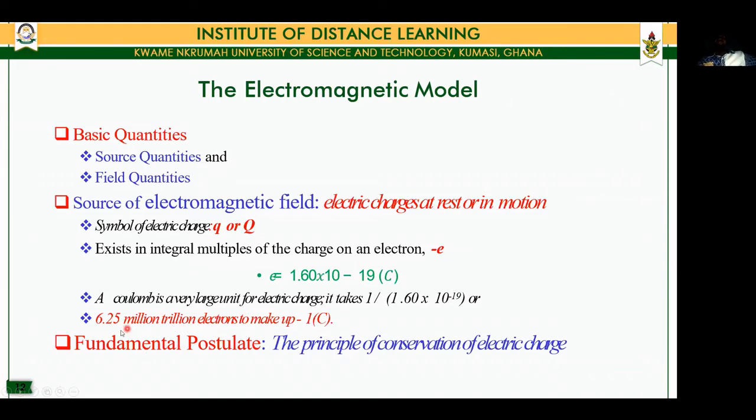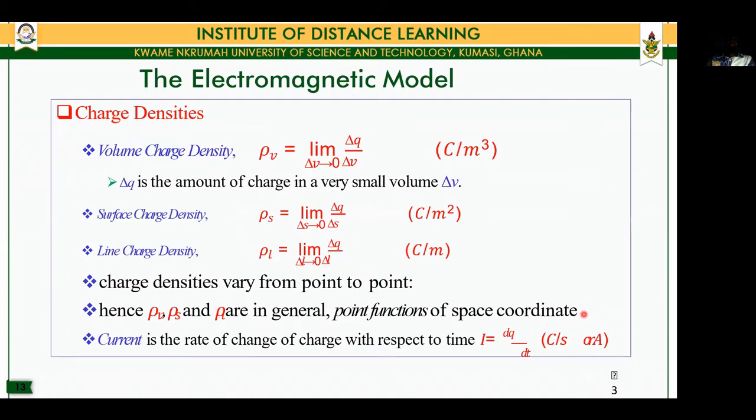And the fundamental postulate is the principle of conservation of electric charge, which means that electric charge can neither be created nor destroyed. In the universe, there's a constant amount of charge. So when you think that you are creating an electric charge, it is merely separating existing charge from, say, their mother atoms. And then under certain conditions, they can recombine again and disappear. So charges can neither be created nor destroyed.